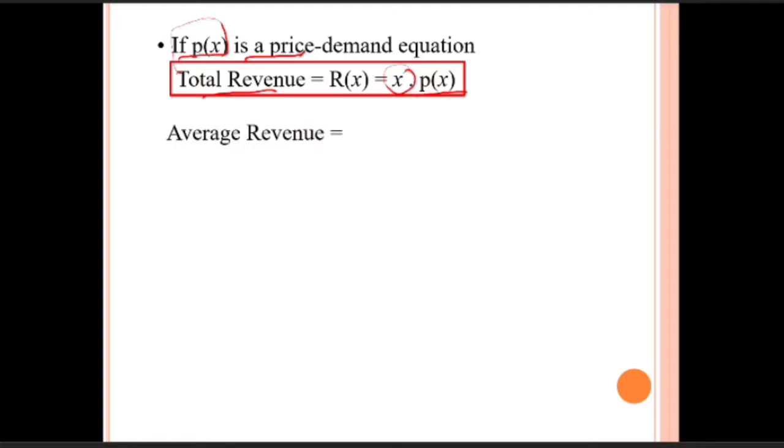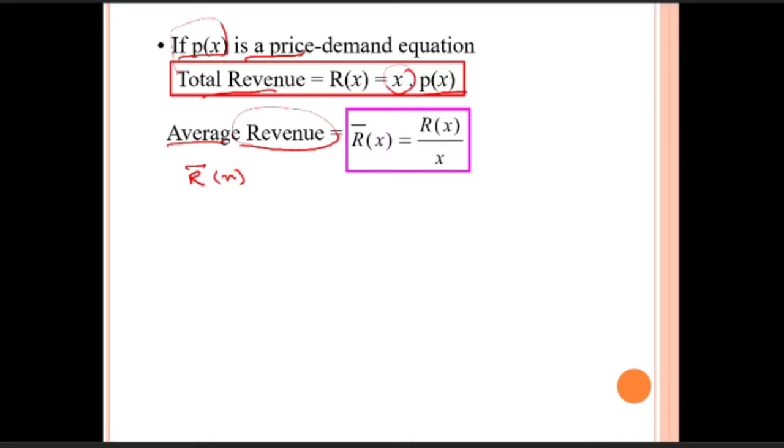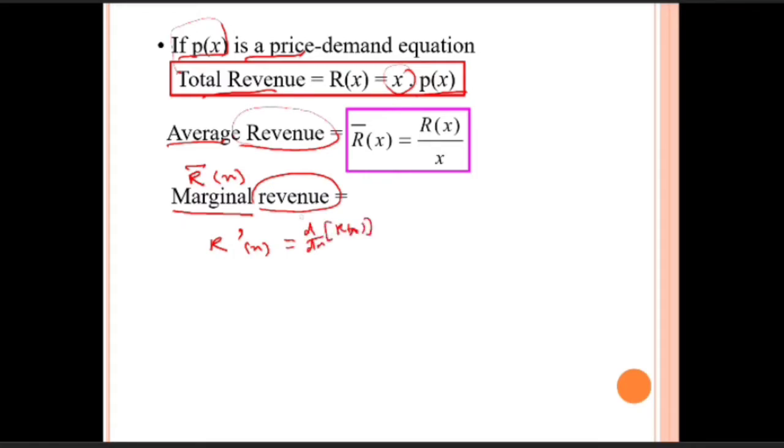What about the average revenue? Remember, the word average refers to this bar, and then what is the function that we want to average? It's the revenue function, so it's R bar X. So to find it, the formula is just the revenue function divided with the total number of units being sold. What about the marginal revenue? Whenever you see the word marginal, this refers to the prime, and what's the function? It's the revenue function. Remember, our prime simply means it's the derivative of the function revenue. So to find the marginal revenue, we have to differentiate that revenue function.